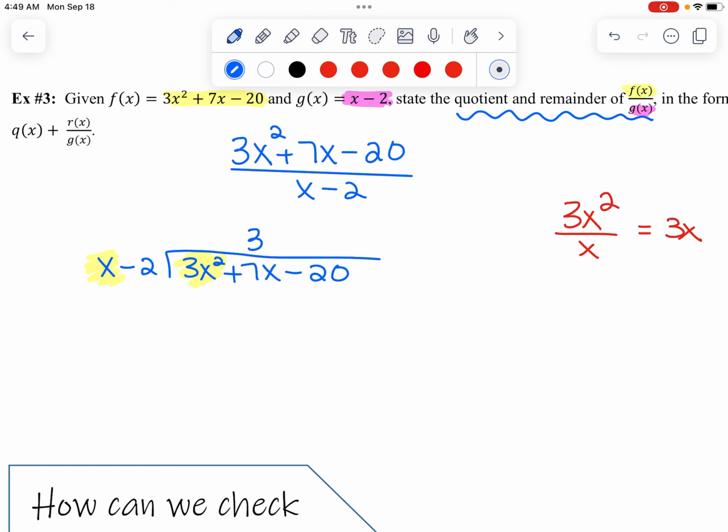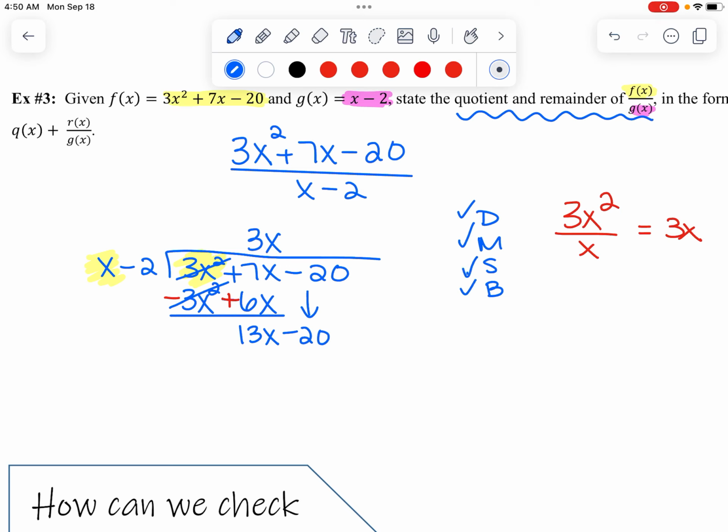So let's write that up here above the 7x. Now let's multiply: 3x times x would give me 3x squared, 3x times negative 2, negative 6x. So we multiplied, we divided, then we multiplied. Now we're about to subtract and then bring down. So we're going to subtract, change the signs. First two terms should cancel. 7x plus 6x is 13x. Bring down the negative 20. And then repeat the process again.